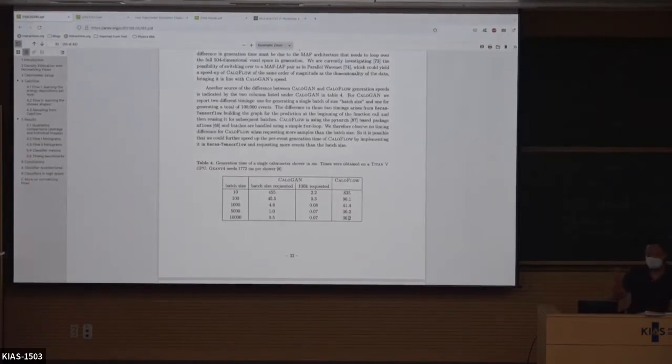So the MAF, remember the MAF is slow to sample by a factor of D, the dimensionality of the space. D here is 504. So the MAF is slow by a factor of 504 to sample compared to the speed of density estimation. That's why, if you calculate the ratio between these two numbers, you get a number very close to 504.